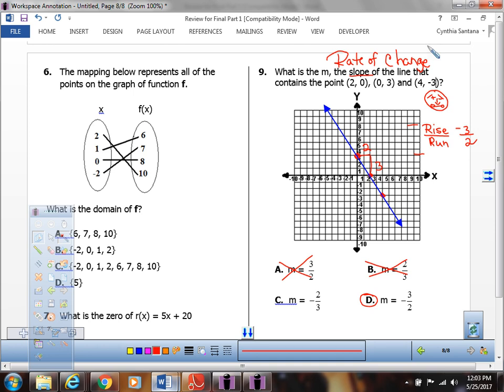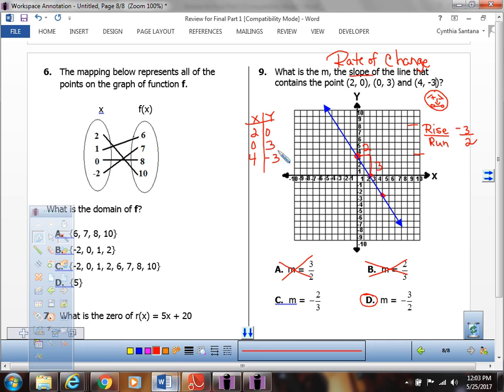Now, those of you who use spreadsheet, you could do that problem using the spreadsheet because they did give you these points. So think about it. Those points can go on a table. So if you wanted to, you could have used a spreadsheet and entered these 3 points and do a linear regression.